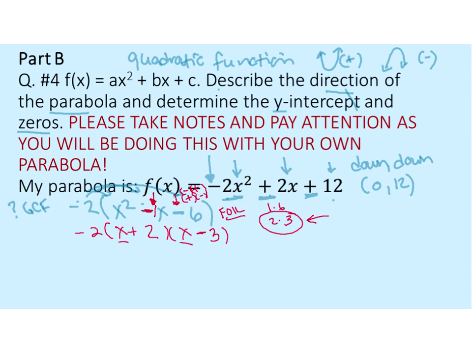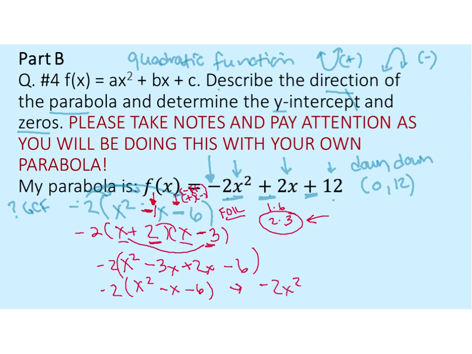Foiling is where you do your first: x times x is x squared. Then my outside, negative 3x. Then my inside, plus 2x. And then my last, which is 2 times negative 3, which is negative 6. I group all my like terms here. Then I multiply out, so I get negative 2x squared plus 2x plus 12, and that matches. So all of that to come up with our zeros.